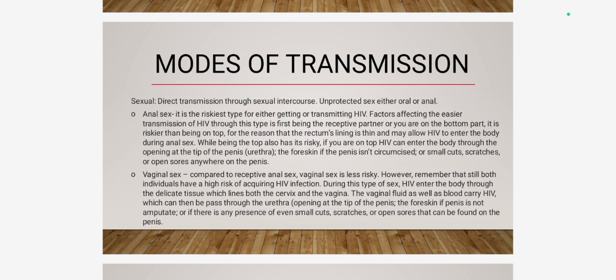So during this type of sex, the HIV will enter the body through the delicate tissue which lines both the cervix and the vagina. So the vaginal fluids as well as the blood carry the HIV, which can then be passed through the urethra or the opening at the tip of the penis and then the foreskin if the penis is not circumcised, or if there is any presence of even small cuts, scratches, or open sores that can be found on the penis.